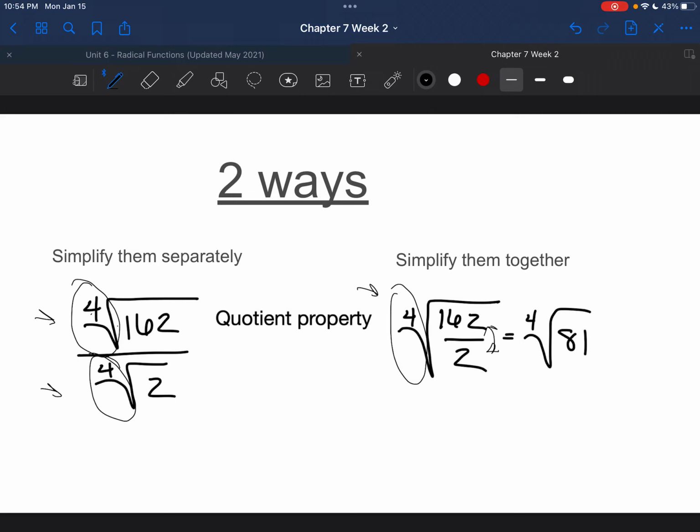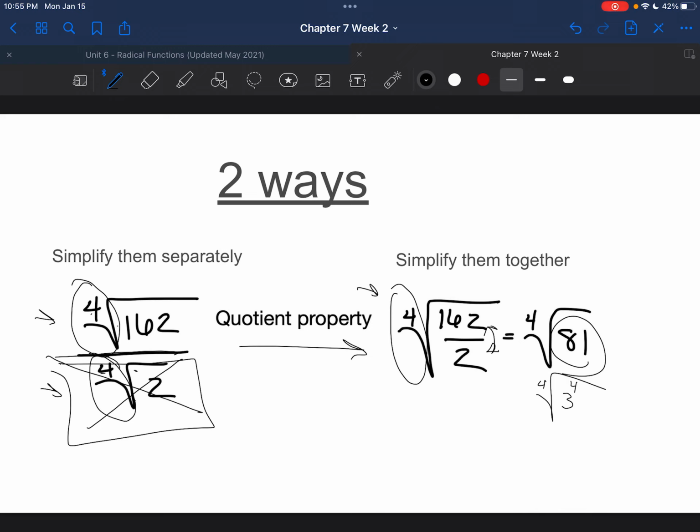When I have the fourth root of 162 divided by the fourth root of 2, right here on the bottom, I have something that does not work. I cannot simplify that. However, when I combine them together and I go ahead and do 162 divided by 2 first, I get 81. And 81 is 3 to the fourth. So now I have the fourth root of 3 to the fourth. I need 4. I have 4. These match.